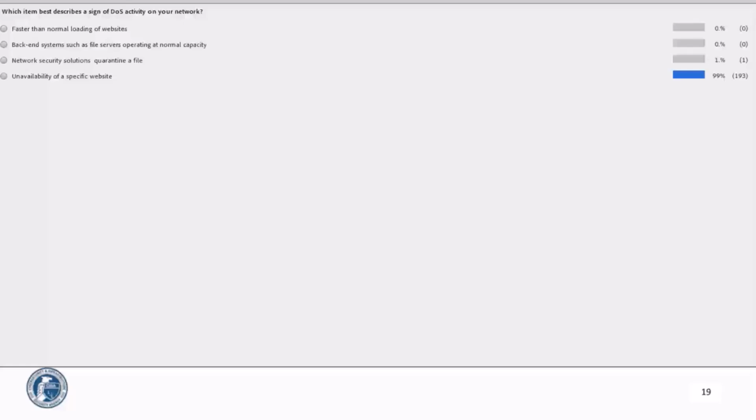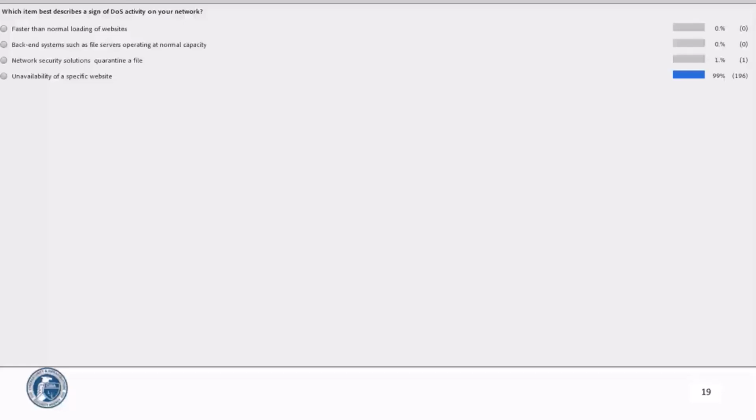Network security solutions quarantine a file. Well, that's usually not a sign of DOS activity on the network. And so the one that provides the best answer is unavailability of a particular website or a specific website. So that would be that option there. It looks like 99% of you had that right. So good job. And that's the fourth option.